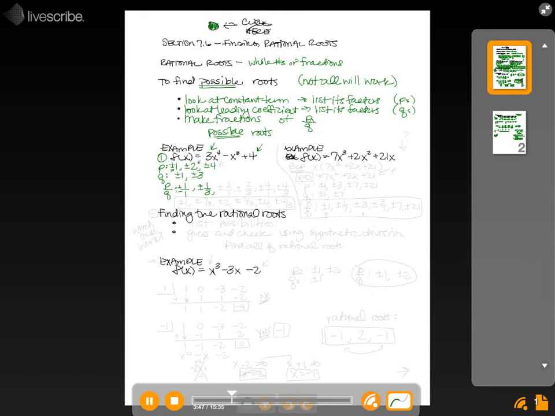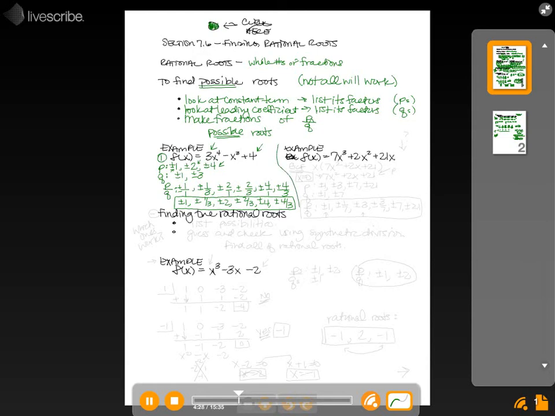Then I'm going to jump to the 2. We'll have plus and minus 2 over 1, plus and minus 2 over 3. Then we jump to the 4, and we do plus and minus 4 over 1, plus and minus 4 over 3. And you should reduce all those. So plus and minus 1, plus and minus 1/3, plus and minus 2, plus and minus 2/3, plus and minus 4, plus and minus 4/3. Now those are all of your possible rational roots. Again, not all of them work. They're just possibilities.